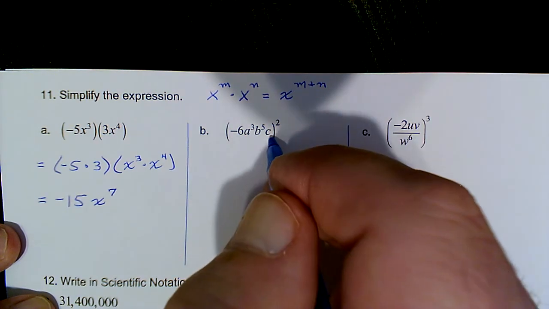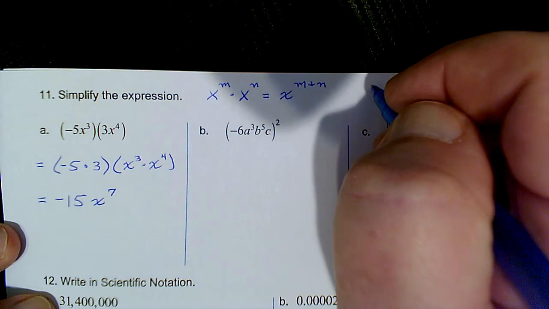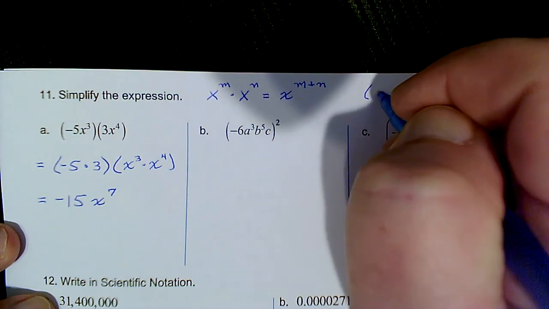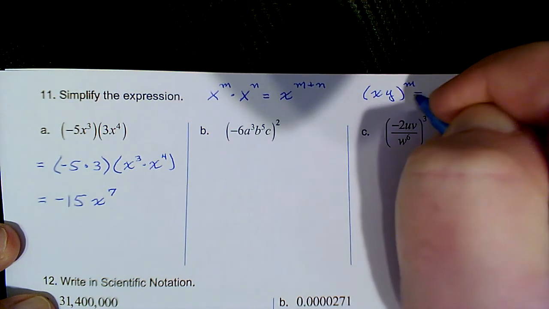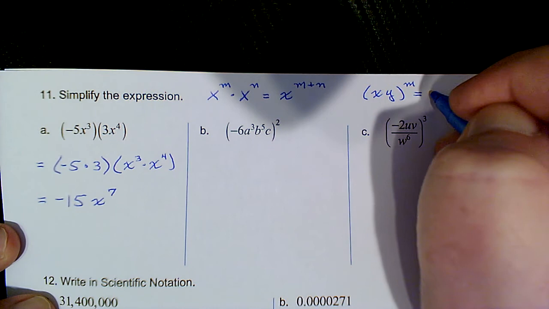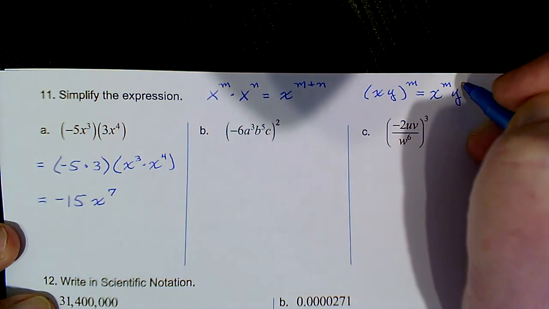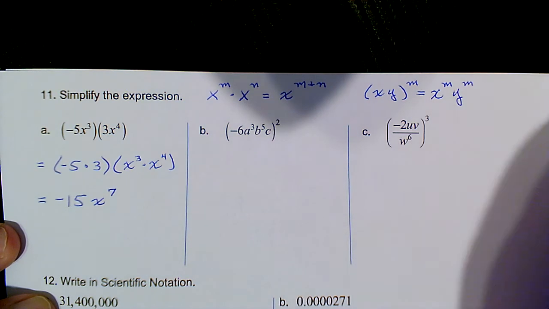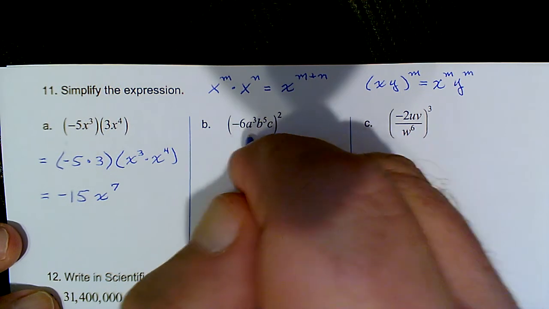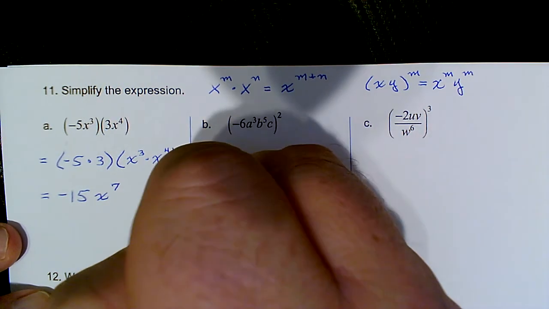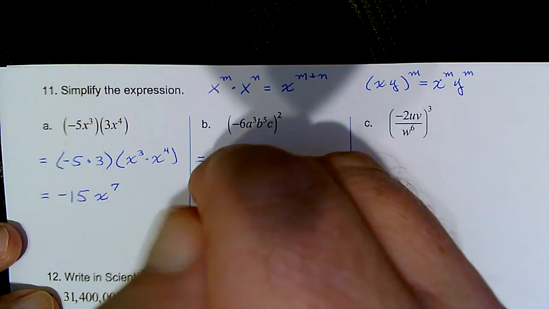Next property, in part B here, we use the power of a product rule, which says if you have, let's say, x times y to the nth power, so a product raised to a power, you raise each factor to that power, so x to the nth and y to the nth, and keep it as a product. An intermediate step here, and this is extended to more than 2 terms, if you wanted to show this literally, every factor gets raised to that power.